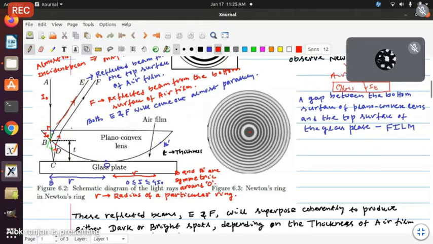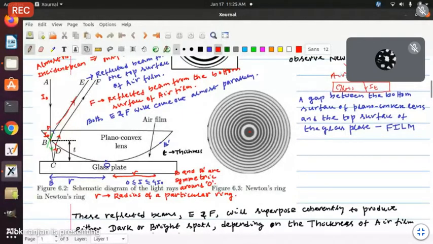So now, Sir, one doubt. Yes. So this E and F will be parallel? So that I am going to explain. So this E and F, they will come out or emerge out almost parallelly. How will it be almost parallel?